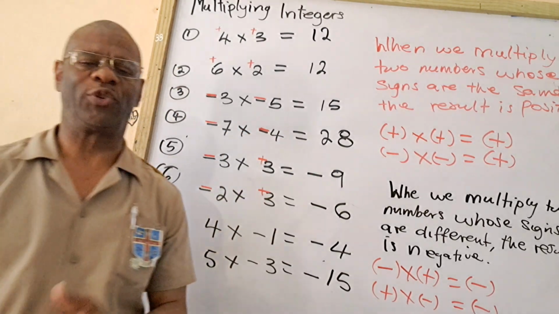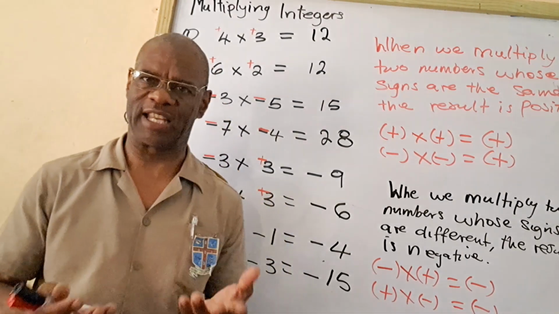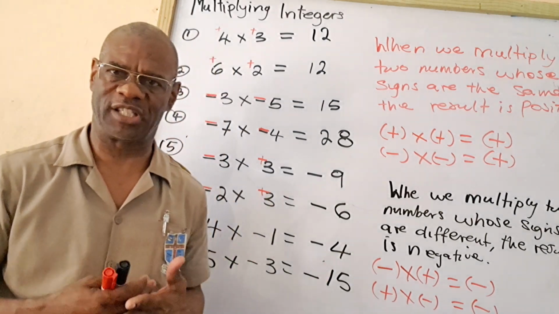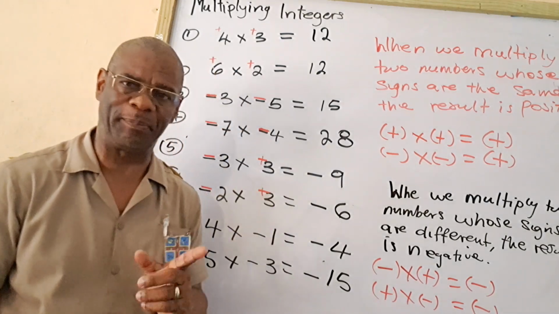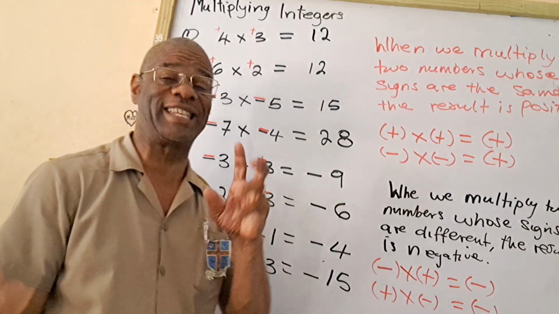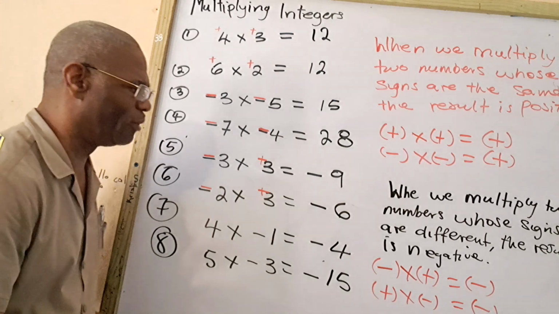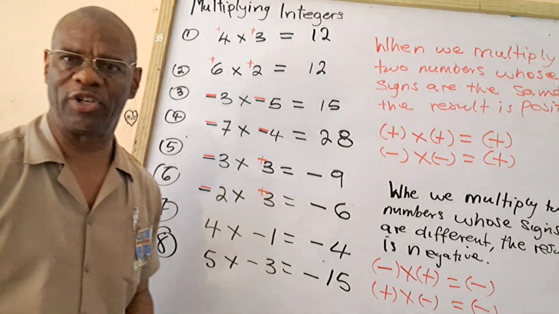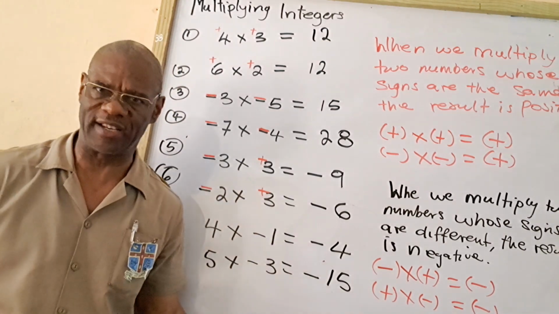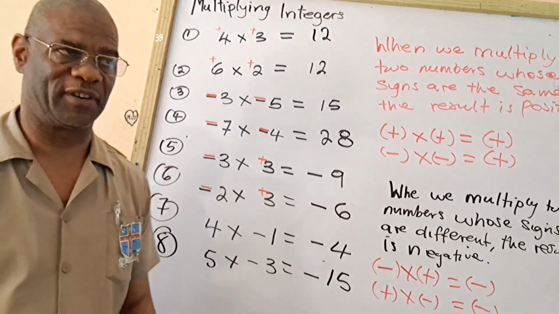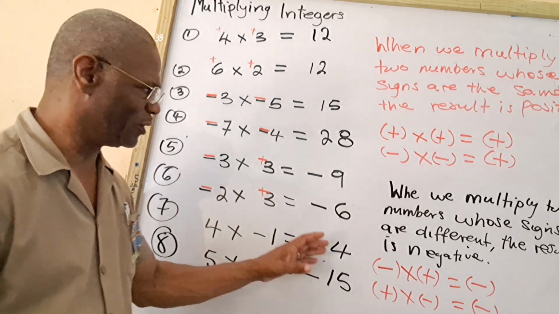Now what I don't like is when some people say positive and positive give negative and negative give positive. You cannot just say it like that. It's when you are multiplying. So when you multiply two numbers whose signs are the same, then the result is positive. So we speak in mathematical terms. And when you multiply two numbers whose signs are different, then the result is going to be negative.